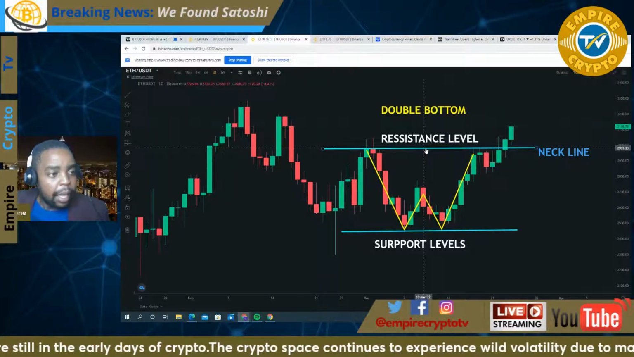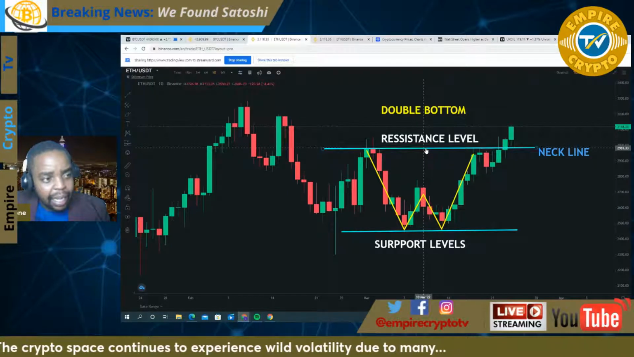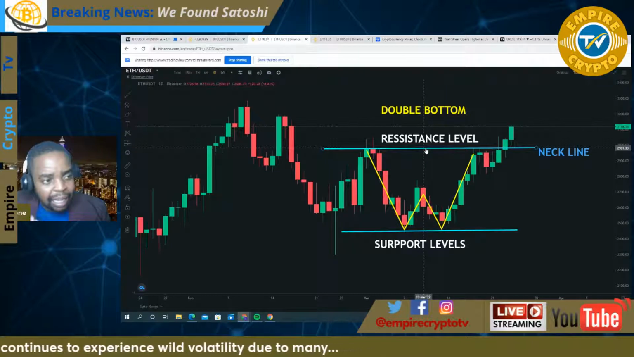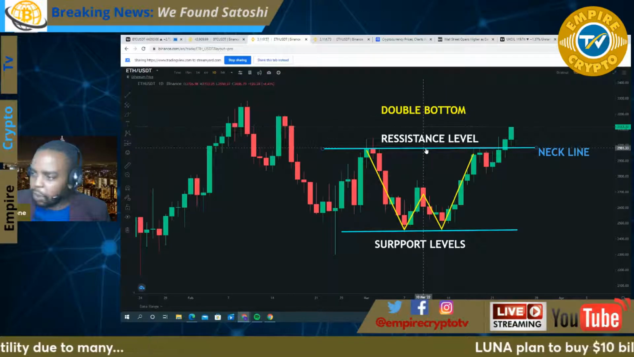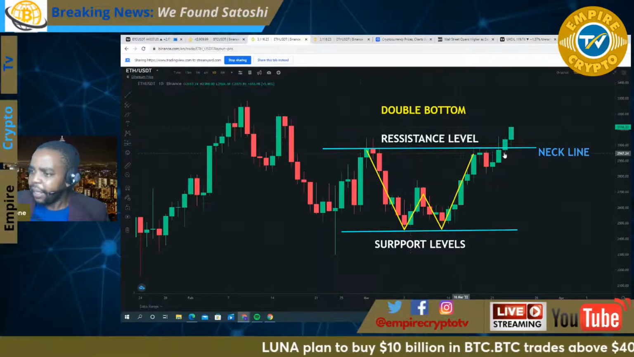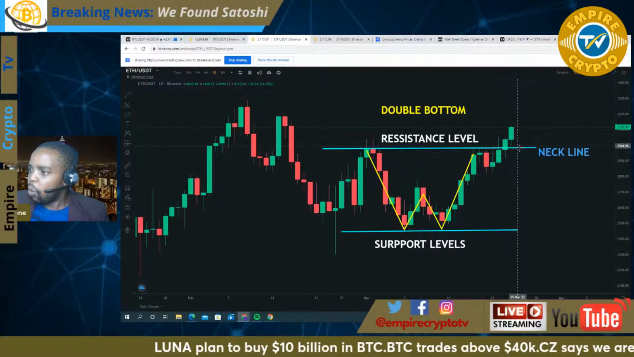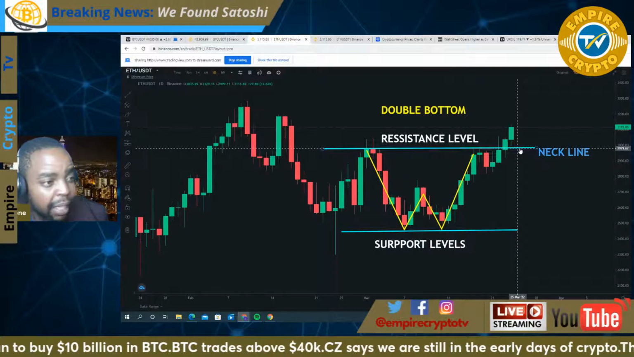Some experts say Ethereum has broken an important resistance level. I do not dispute that because I am observing that right now on the daily chart. Right there, this resistance level has been broken by Ethereum. This has shown that this is going to be a strong bullish trend.